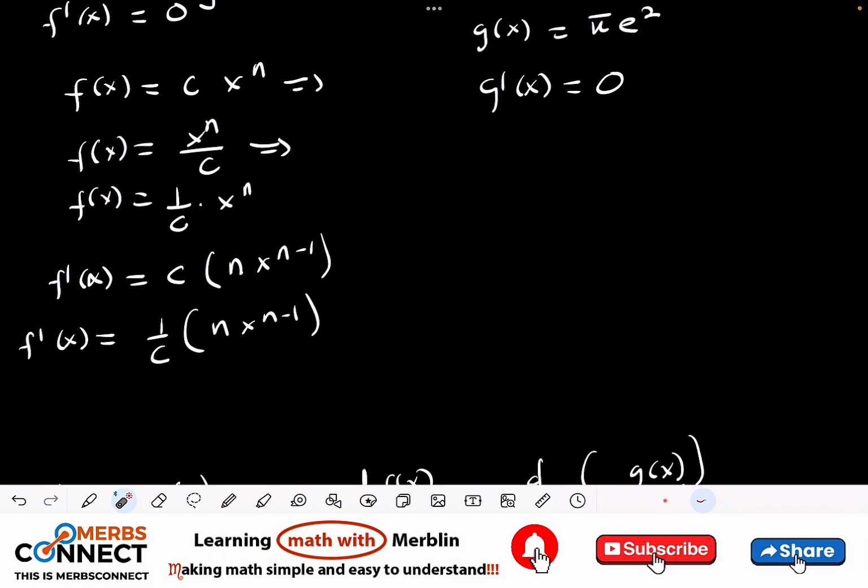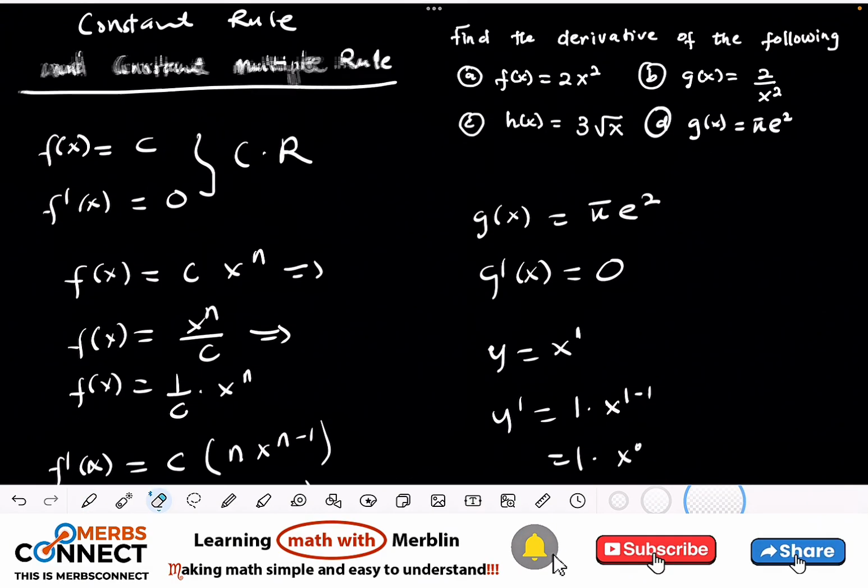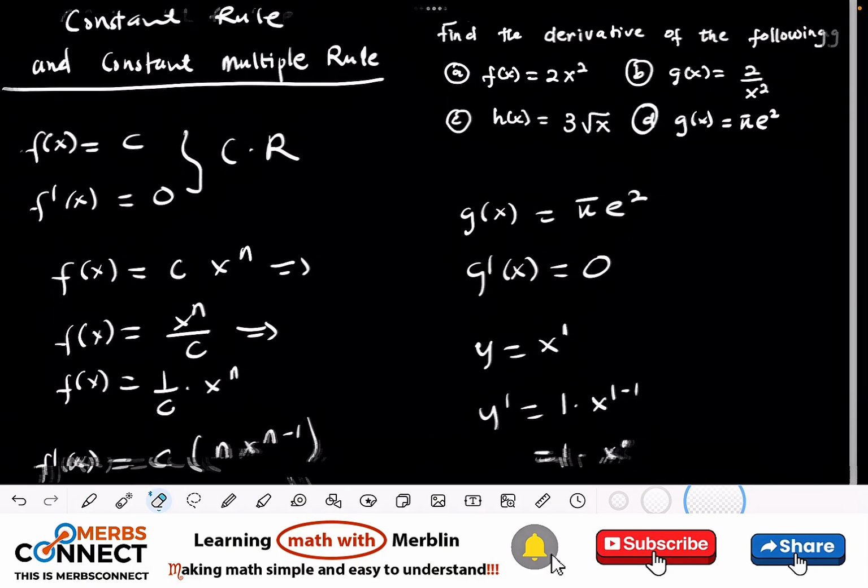Somebody may ask, when I differentiate, let's say y is equal to x, what am I going to get? y prime is just 1. How? Because this is just x to the power 1. So if I apply the power rule, 1 drops down, I maintain the function, then I subtract 1. So 1 times x to the power 0. When x is not 0, then x to the power 0 will be 1, which is going to give us 1. So know that when I differentiate x with respect to x, I get 1. All right. So this is the constant rule and constant multiple rule.